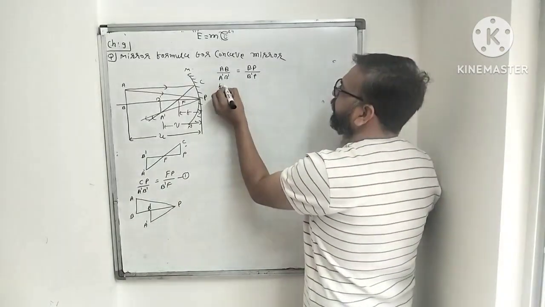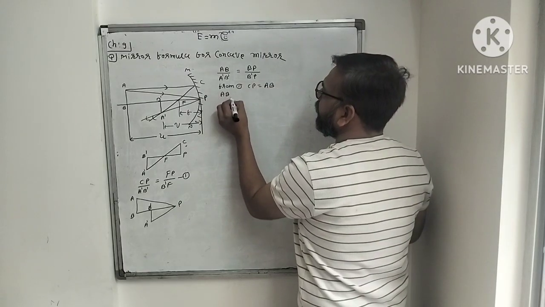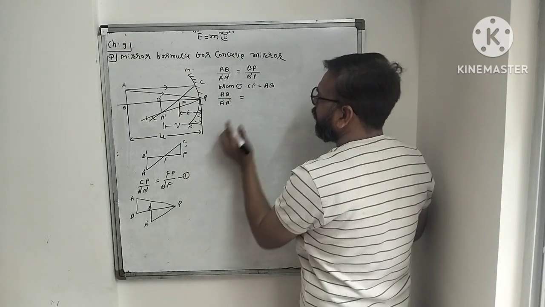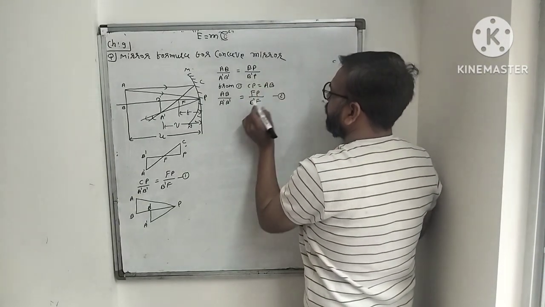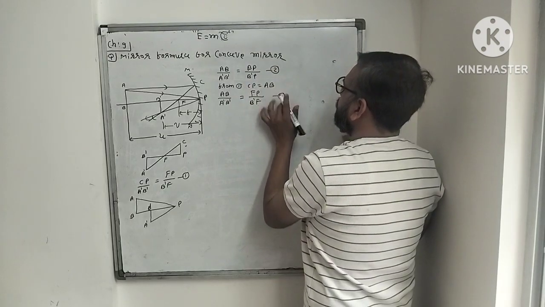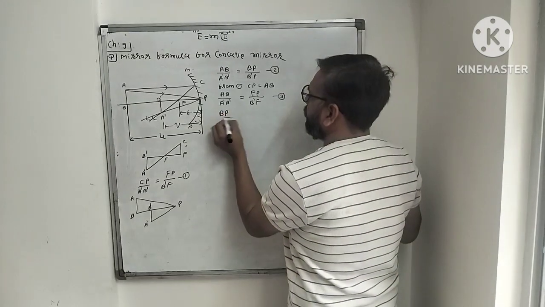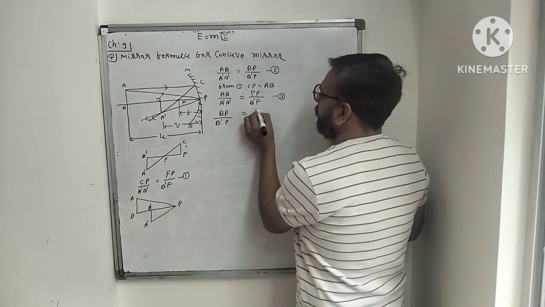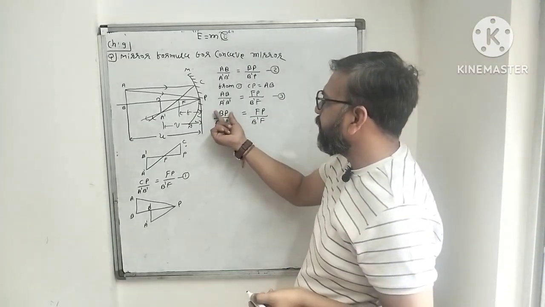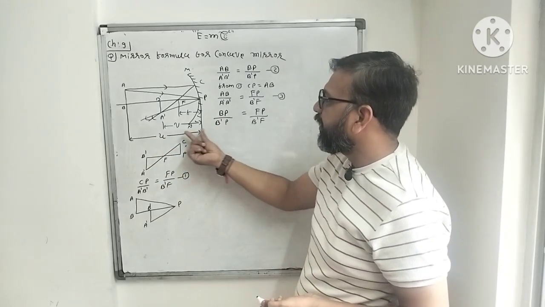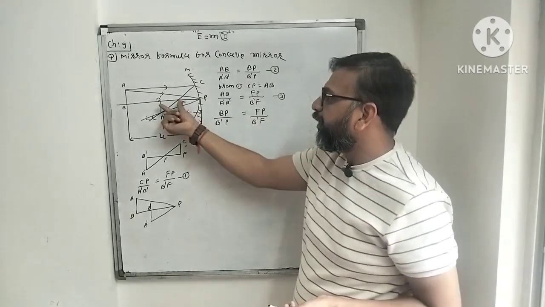In equation number 1, CP equal to AB, so from 1, AB upon A dash B dash equal to FP upon B dash F. Now compare equation number 2 and 3. Now we see which values we have: BP, object distance; B dash P, image distance; FP, focal length; but B dash F we don't have the value.